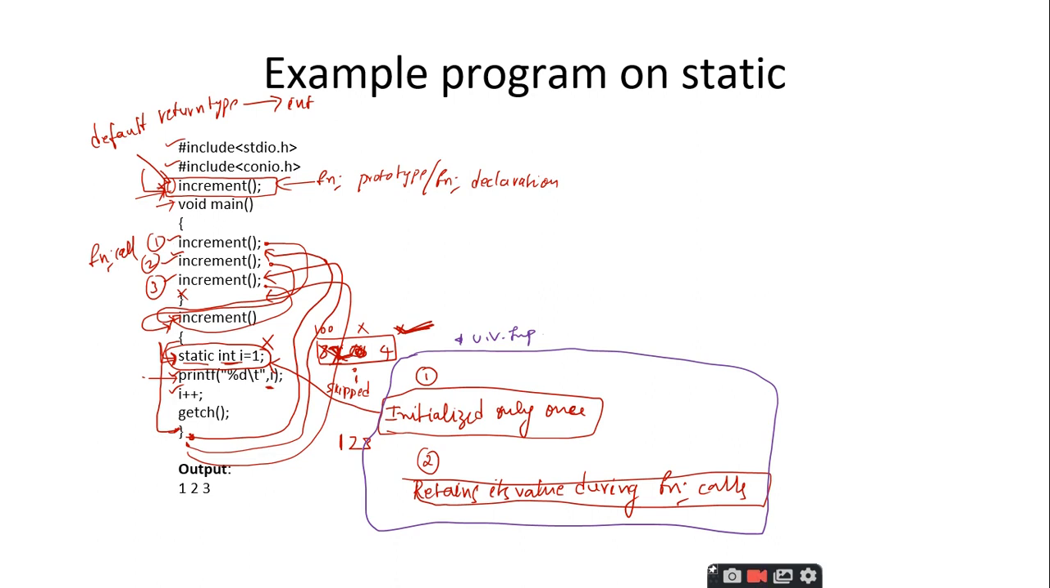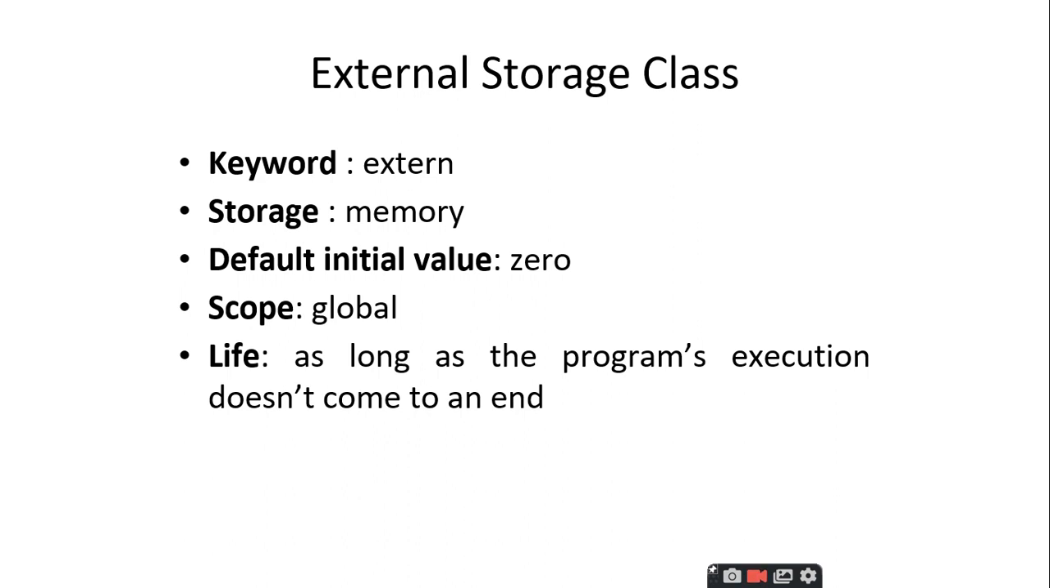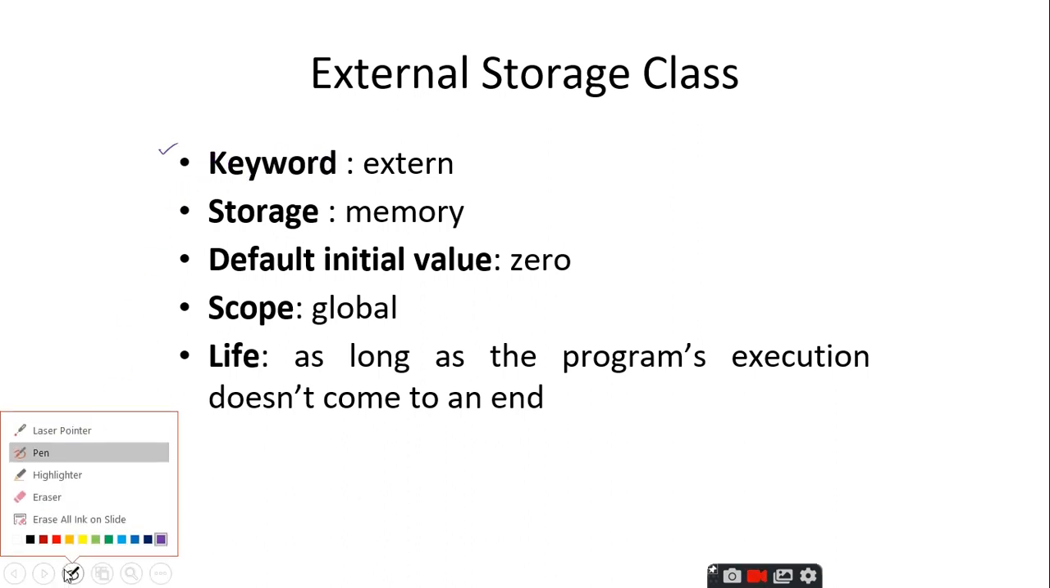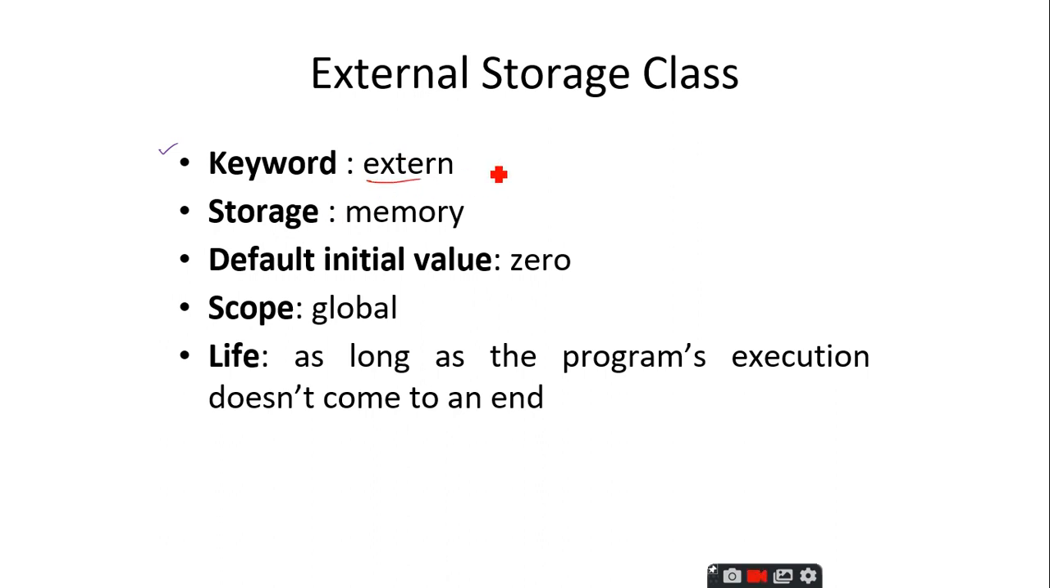Right. So after this, let me discuss the last storage class, that is the external storage class. The keyword that is used for the declaration of external variables is the extern keyword. So I declare it like extern int x. And remember, I will tell you one more important point here: the external variables are always initialized with some value. You cannot leave the external variables like that.